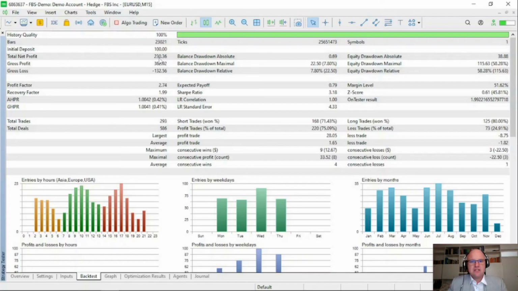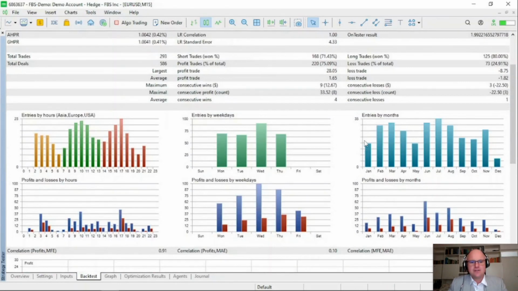Our total net profit is $230.36, with an absolute drawdown of 7.8% and an equity drawdown of $115.63. The profit factor is 2.74, with an average win rate of 75.09%. Our largest profit is $28 and our largest loss is $8.75. Our average profit is $1.65 and our average loss $1.82.